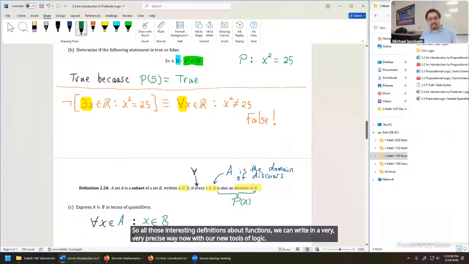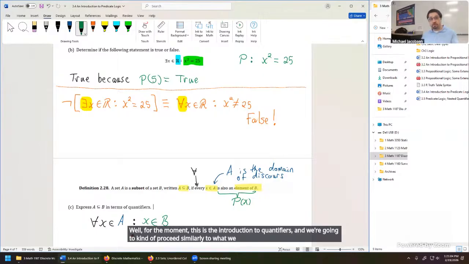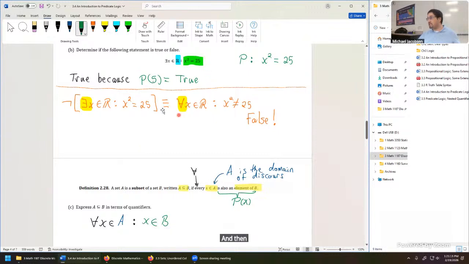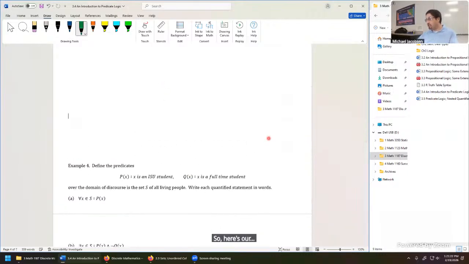Well, for the moment, this is the introduction to quantifiers, and we're going to proceed similarly to what we did in 3.2, introducing predicates. We'll look at how to translate statements from the quantified language into ordinary language and then vice versa. And then we'll do a couple more problems like these just for the sake of extra practice. So here's our next challenge.